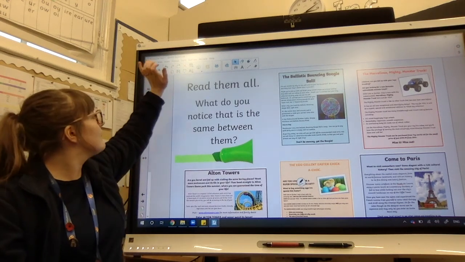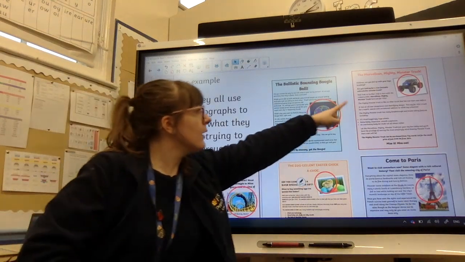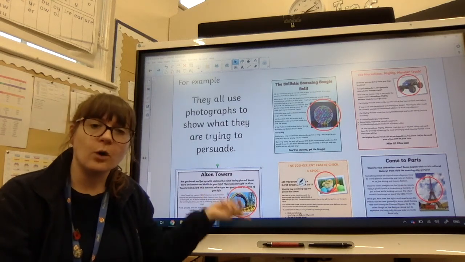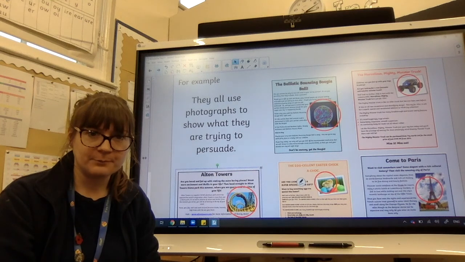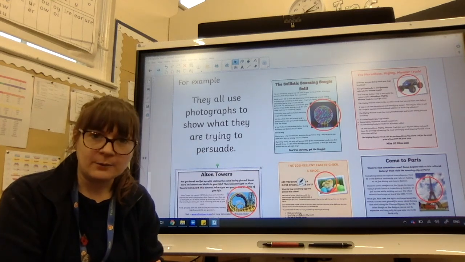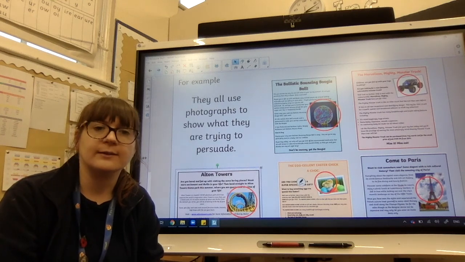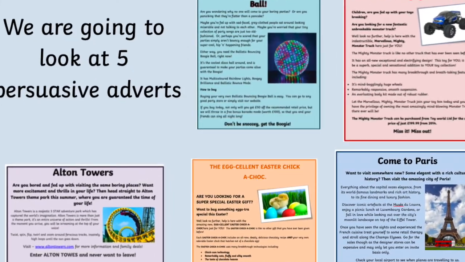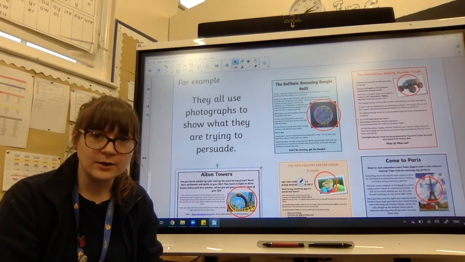I have an idea for you first. All of them have a photograph, and that photograph is showing us what they are trying to make us buy or what they're trying to make us do. Pause this video now, and read through those texts and highlight all the things that you notice that are similar. Okay, have you all had a look?